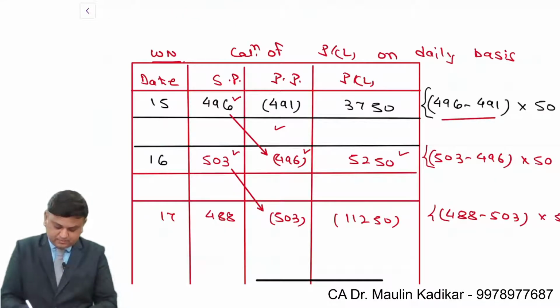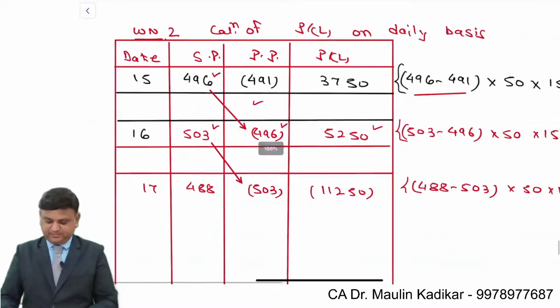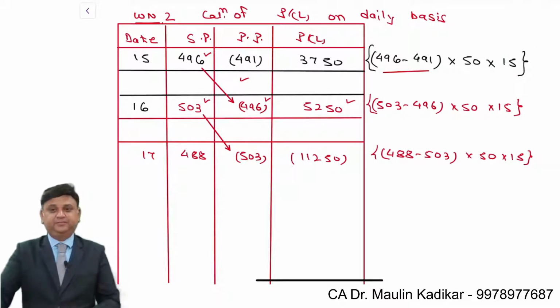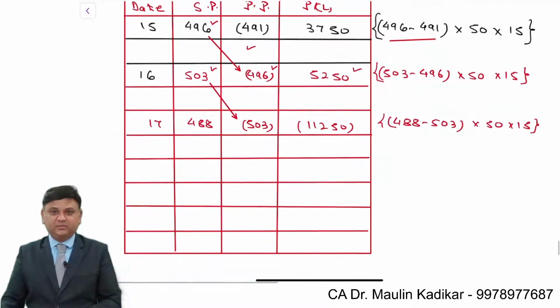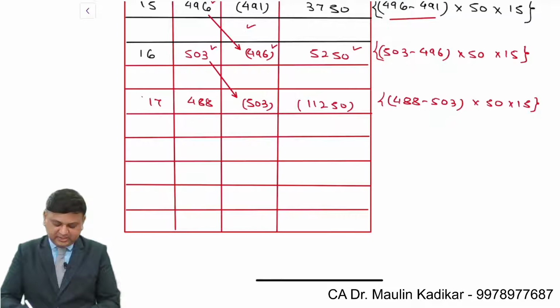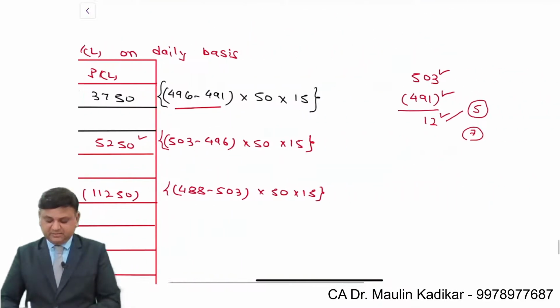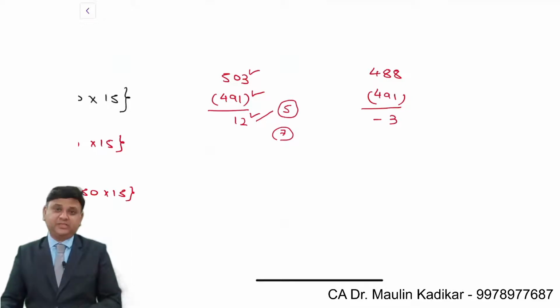Working note number 2. Calculation of the profit or loss on daily basis. Try to complete the table on your own till 19th. Giving explanation about the profit or loss calculation on 17th. 488 is the price, 491 was the original purchase price. So the difference between both of them is a loss of 3 rupees.